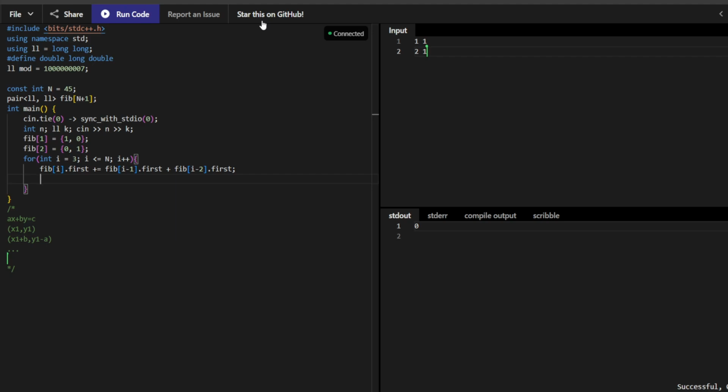Wait, so do I have to verify that A and B are co-prime or find a solution? I'm thinking A and B are always co-prime. You're talking about x and y, right? X and y are the starting numbers. Yeah, the starting numbers.